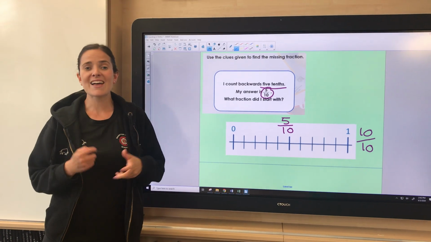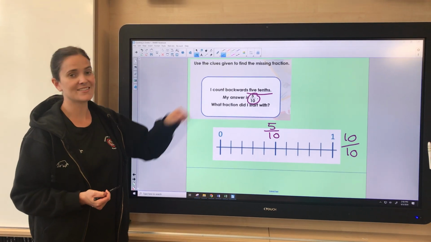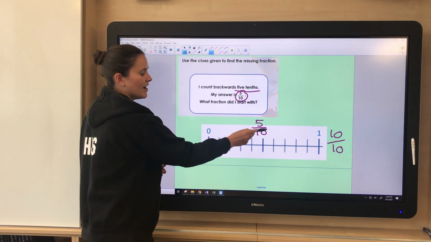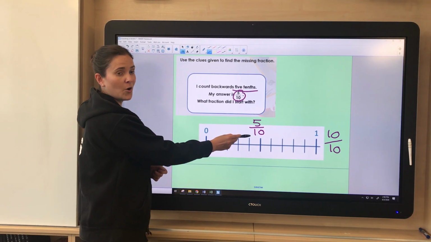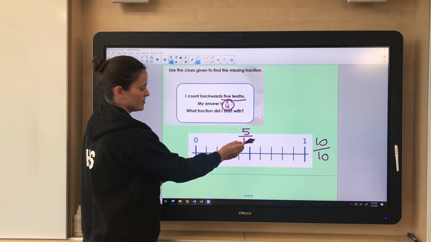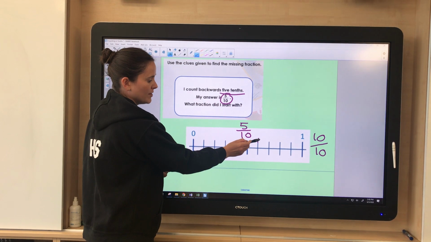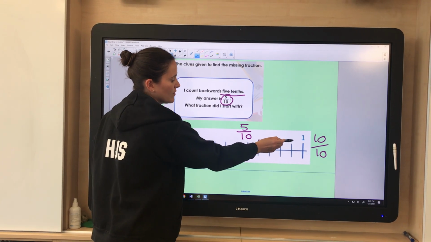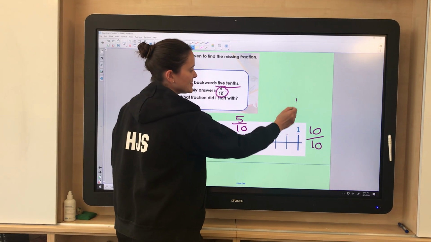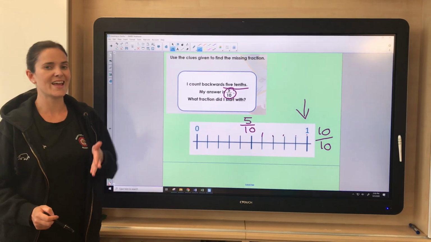This is actually asking us to count backwards, like it says at the top there. If I want to land on 5 tenths, and I want to work out where I started from, I've got to count forwards to see my starting point. So, I'm going to count forward 5 tenths. 1, 2, 3, 4, 5. So I think I'm actually starting the question from here, one whole, or 10 tenths.